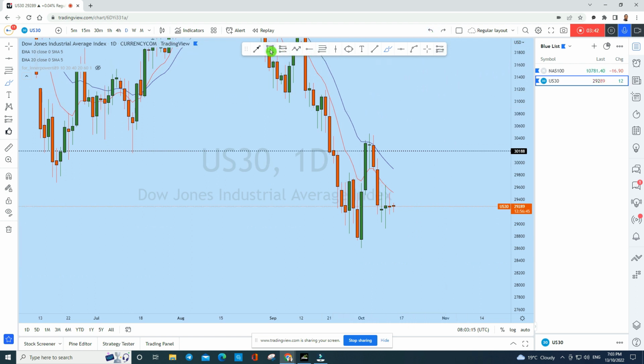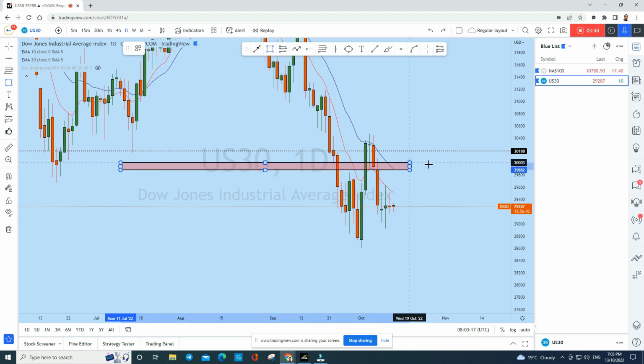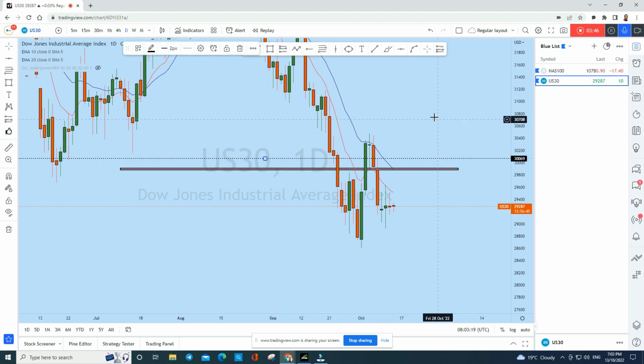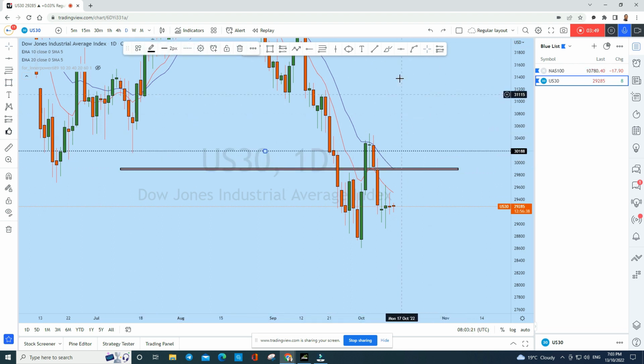Now, there is another probability for US30 to test this level as well. As you can see, there is a daily doji. This is the support of this doji, which is also where there is a gap opening.